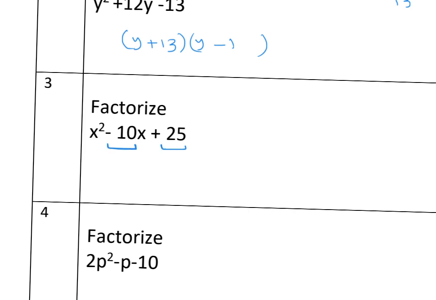So how to get 25? Don't try 1 times 25 first. So we have 5 times 5. But we agree that because the sum is negative, it's negative 5 and negative 5. If we multiply, we get positive 25, and if we add, we get negative 10. So, two brackets: x times x, minus 5, minus 5.